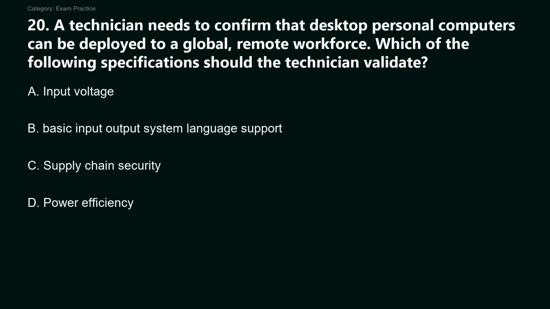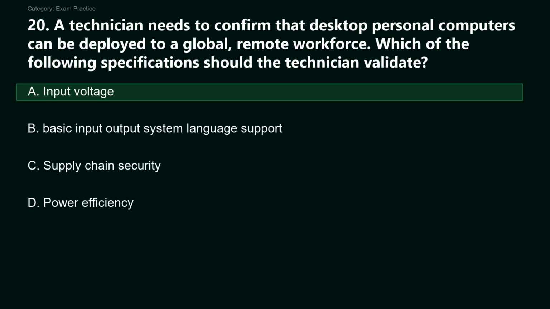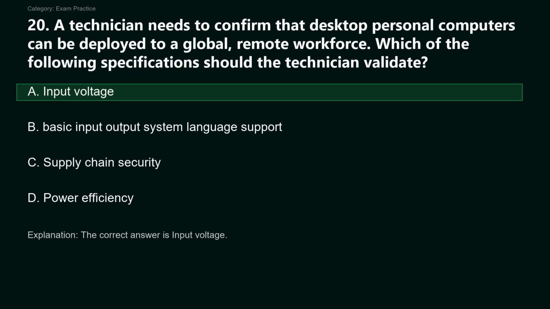Question 20. A technician needs to confirm that desktop personal computers can be deployed to a global, remote workforce. Which of the following specifications should the technician validate? Option A, input voltage. Option B, basic input-output system language support. Option C, supply chain security. Option D, power efficiency. The correct answer is option A, input voltage.